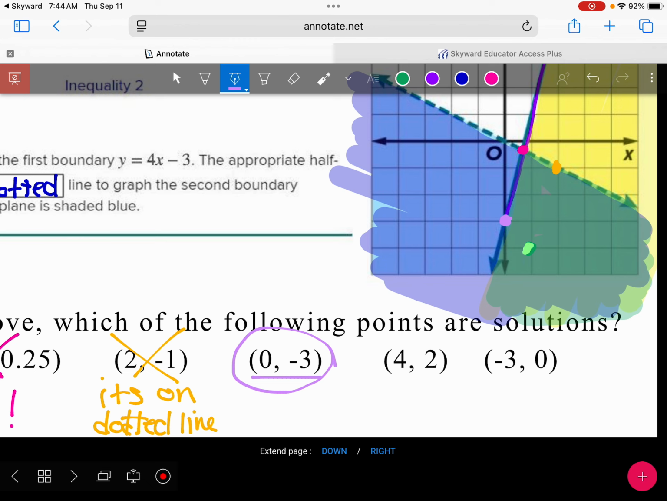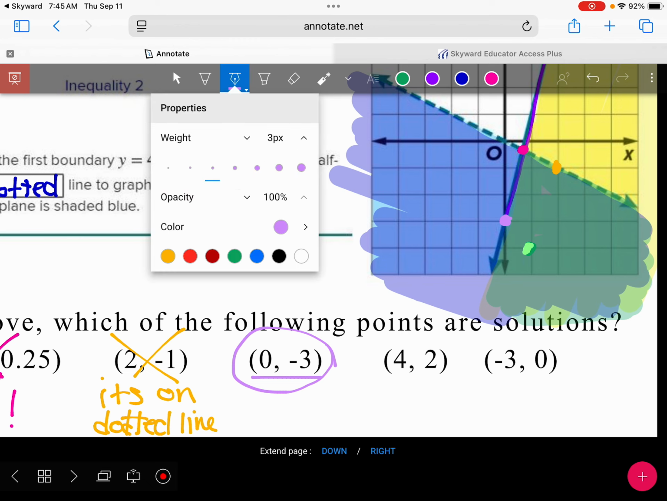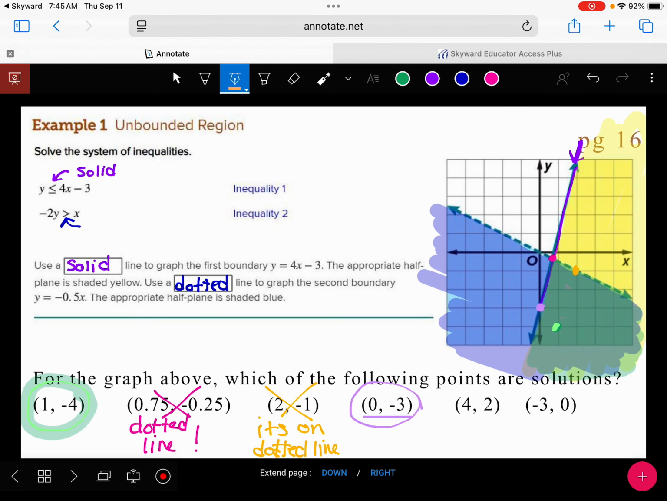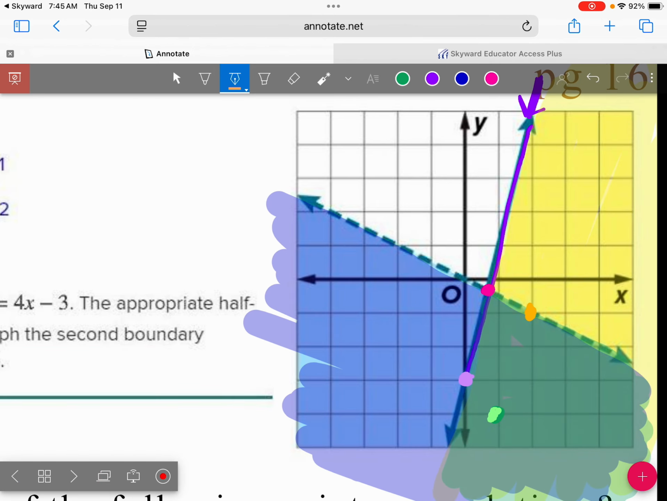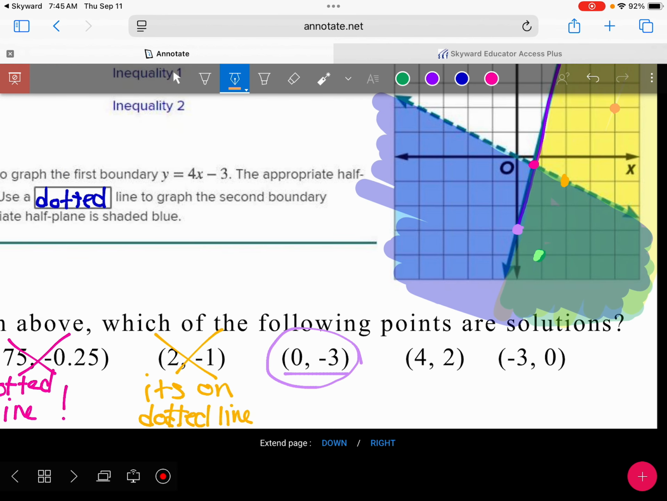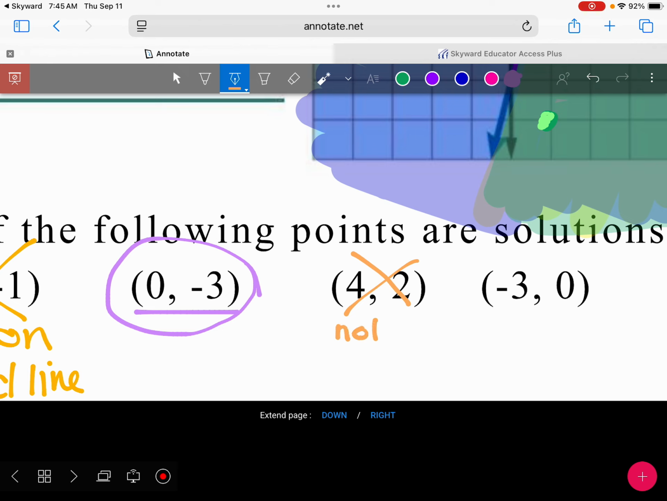What about 4, 2? What do you think about that one? Because 4, 2 would be 1, 2, 3, 4, 1, 2. Way up there. I'm with you. Because that's a no. This guy up here is 4, 2. It's true for yellow. Blue's going the other way though. It is not true for blue. So this one is not true for blue.